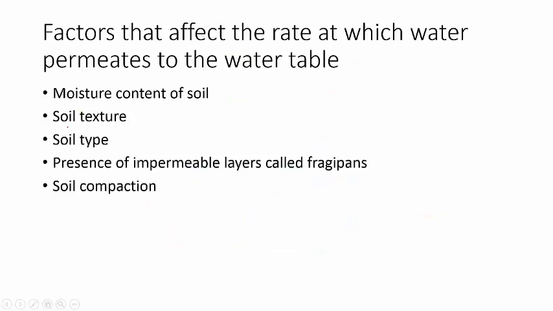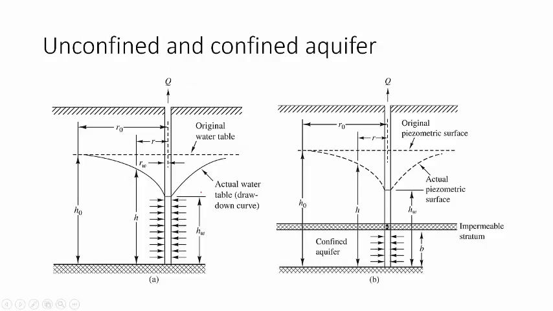Factors that affect the rate at which water permeates to the water table, of course, are the moisture content, the soil texture, the soil type, the presence of impermeable layers called fragipans, or soil compaction. Now let's talk about unconfined and confined aquifers, so we can do some example problems, and these problems I took from the book. So if you have any questions, refer back to the textbook.